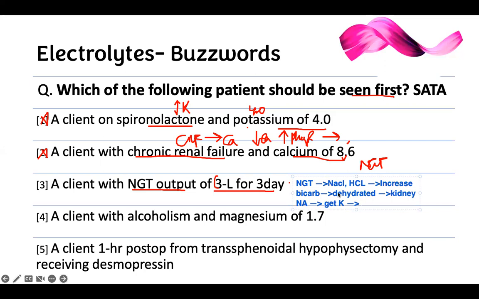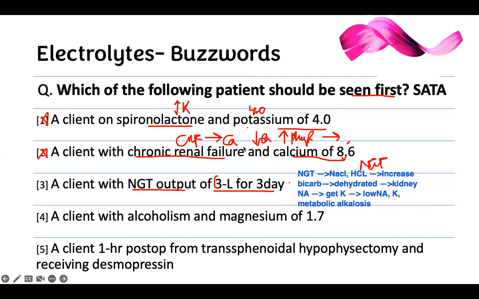So these patients have this metabolic problem. They have low sodium, low potassium, and metabolic acidosis. So you have to control the electrolytes. This is the electrolyte problem they have. They are dehydrated. Somebody is having 3 liters every day for 3 days, continuously 3 liters per day. It's a problem. This patient needs some potassium, so you need to replace it. So it's a priority. 3 liters of NG output for 3 days.